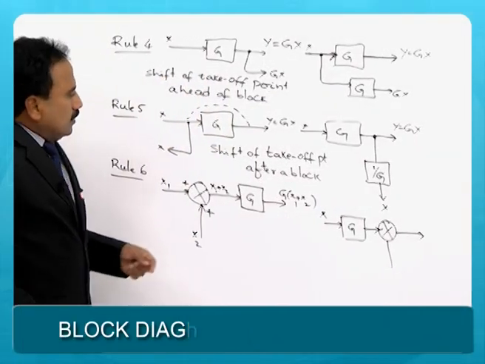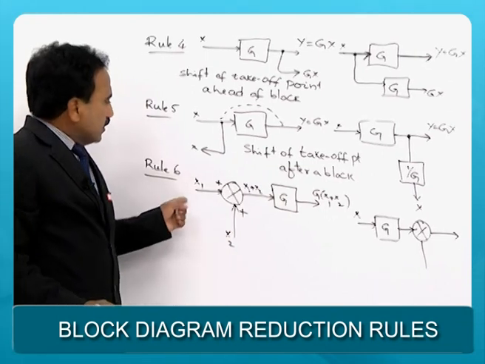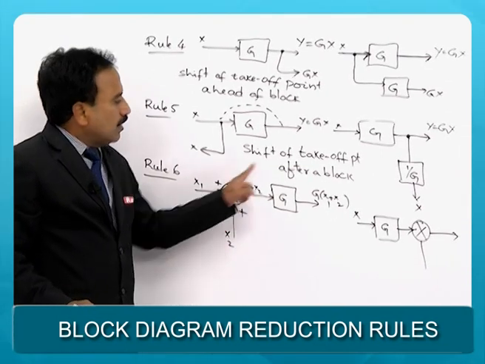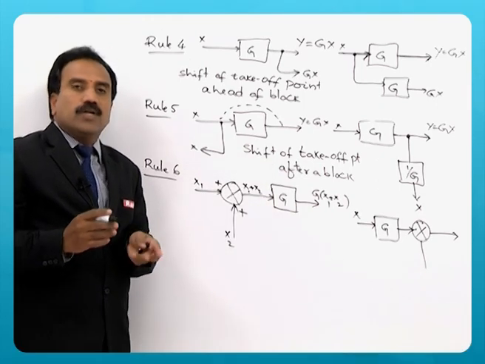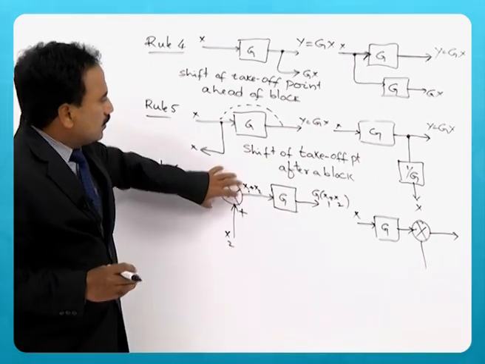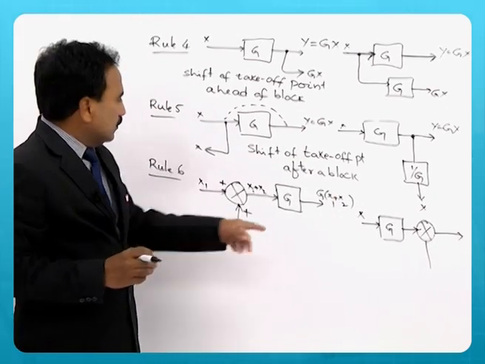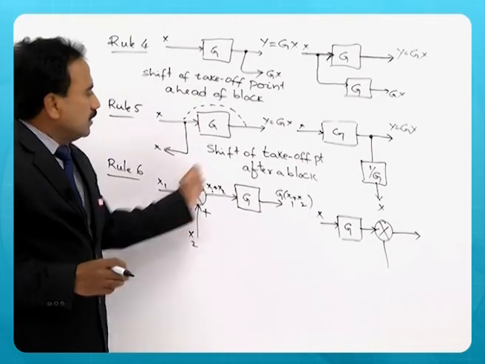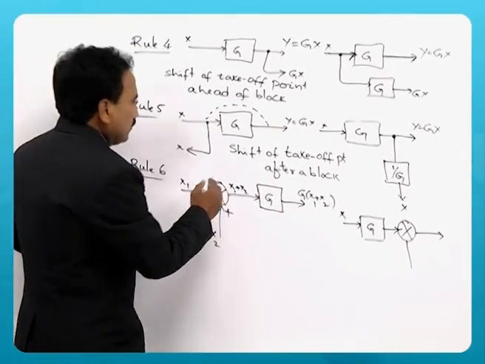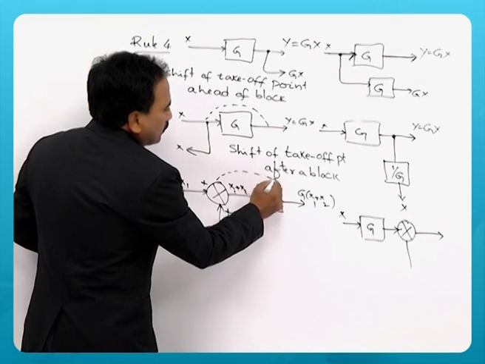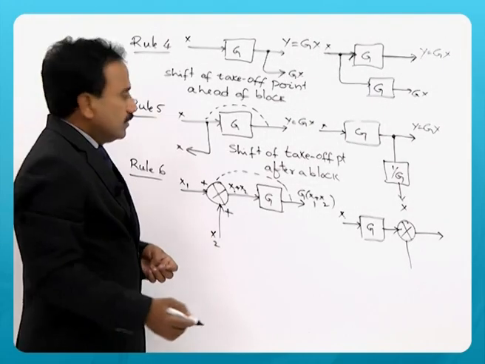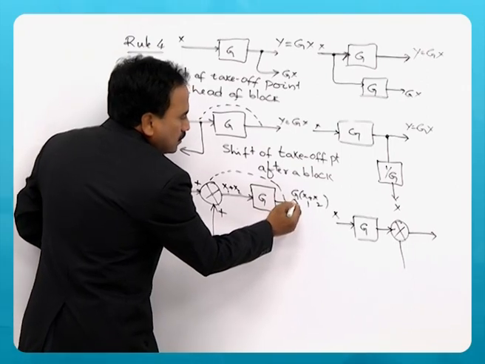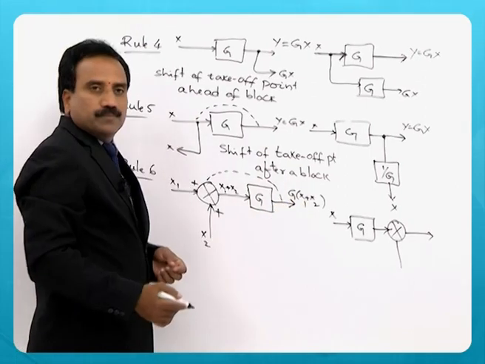So, what is the rule? Actually, rule 6 is shift of summing point after a block. I would like to shift this summing point after a block. So, you can see that the block will remain here, but the summing point is now shifted to after the block. Then see what the output finally is here: g times x1 plus x2.